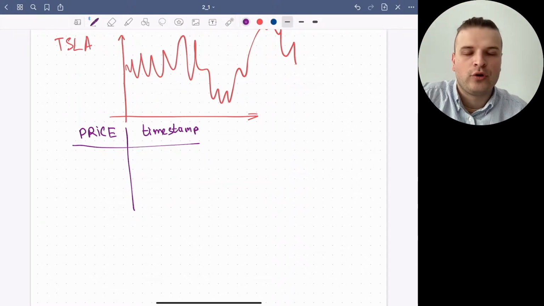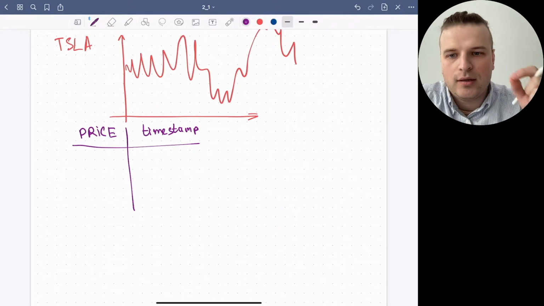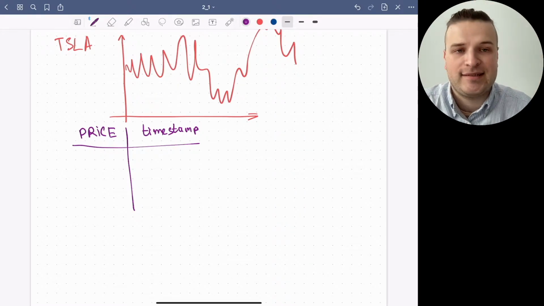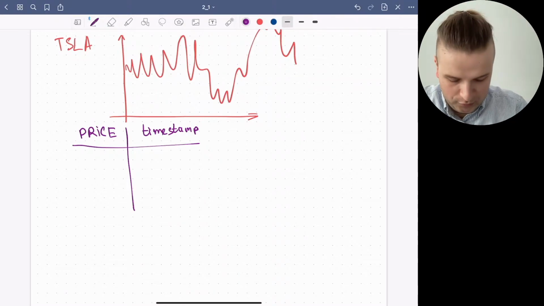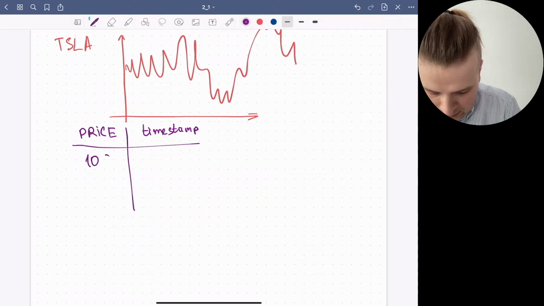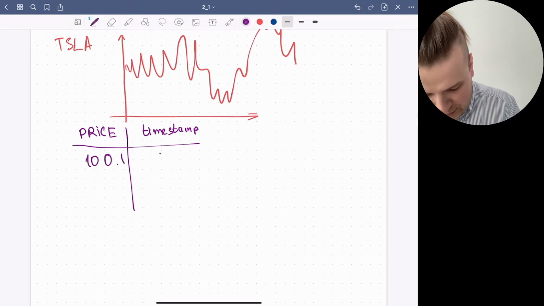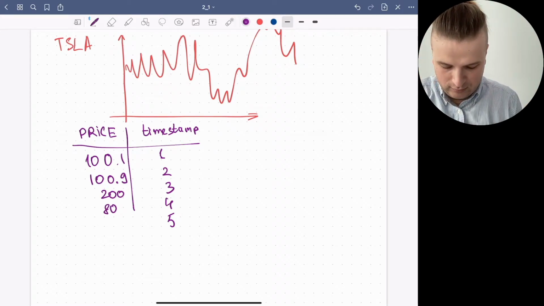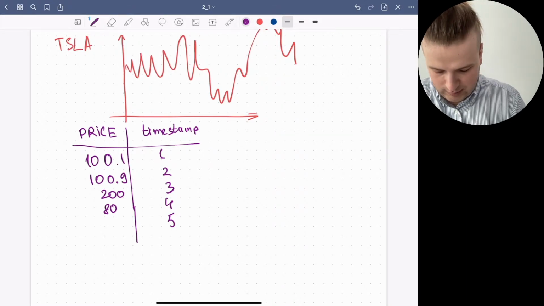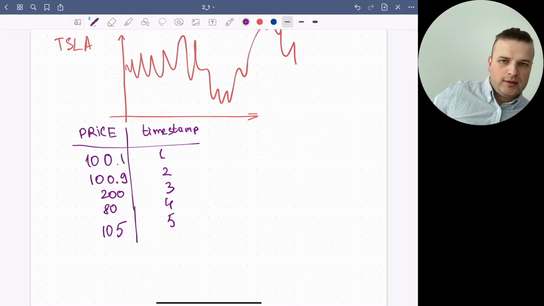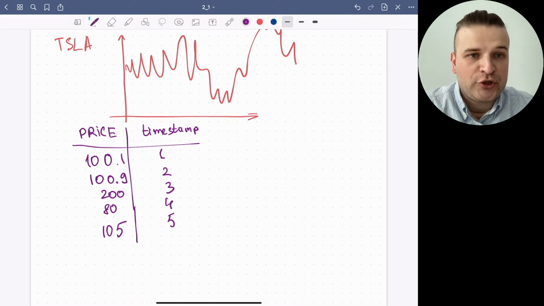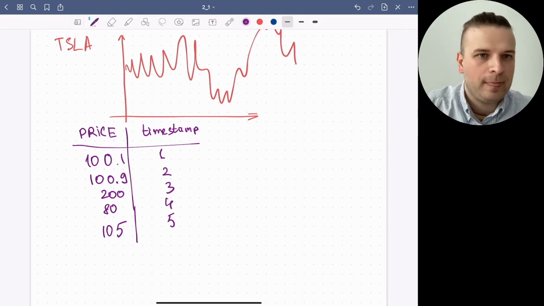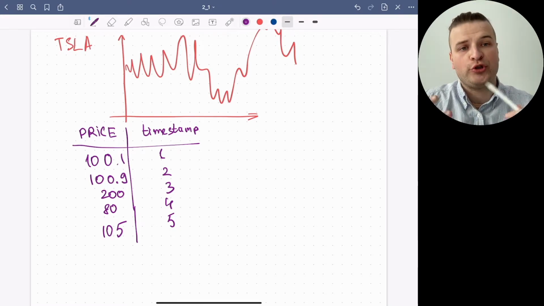And let's say you're following the prices once per day. That's not necessarily the case, but that's one of the options. Let's say, I don't know, 100, first day, second day, third day, fourth day, fifth day, etc. 100.9, 200, accidentally, bumping down, 80, and let's say 105. Okay. Typically, this information could be obtained using some libraries like Yahoo Finance, and we'll show you how to use it.